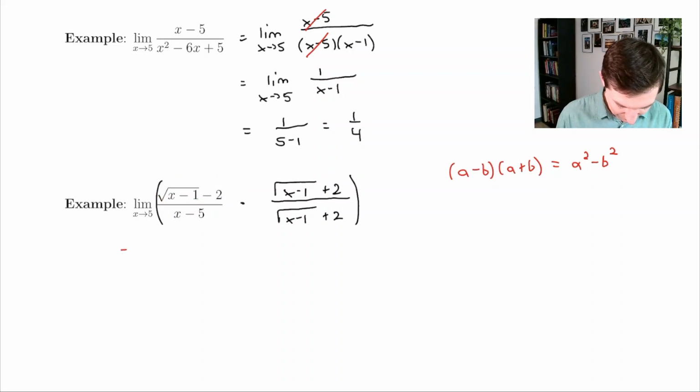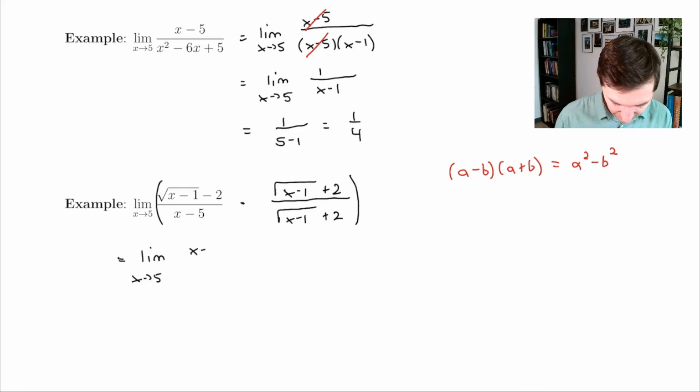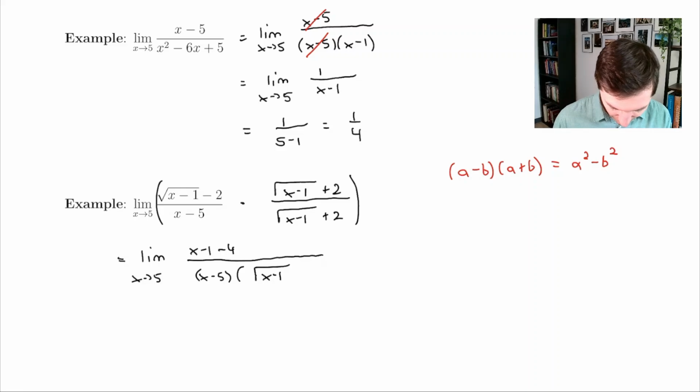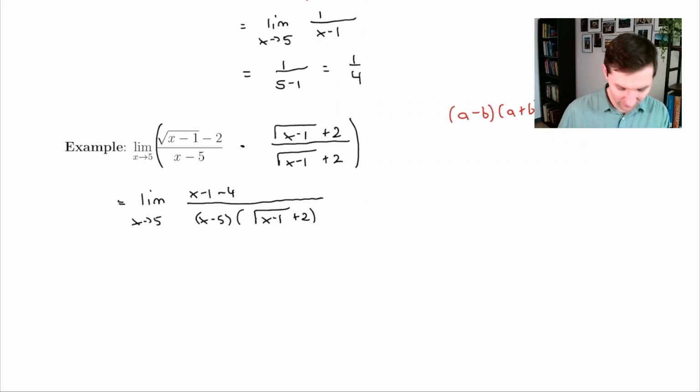So that gives me the limit as x goes to 5 of, if I square the first term, square and square root cancel each other, and I just get x minus 1. When I square the second term, I get 4, so I get minus 4. Everything gets divided by the two denominators multiplied by each other. So I get x minus 5 multiplied by square root of x minus 1 plus 2. In the numerator, I get x minus 1 minus 4. That gives me x minus 5. So x minus 5, I can cancel with this x minus 5.